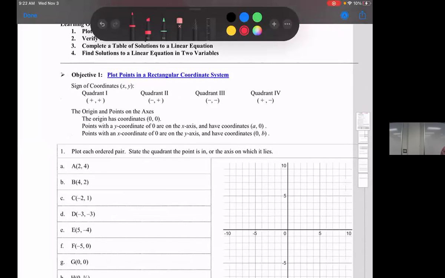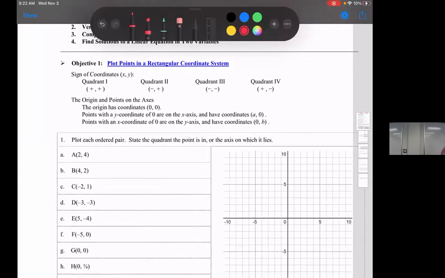All right, so let me introduce the Cartesian coordinate, or rectangular coordinate. We have the x-axis and the y-axis. The y-axis is the vertical one, and the x-axis is the horizontal one. The point in the middle, 0, 0, what's it called? The origin, right? The origin, 0, 0.